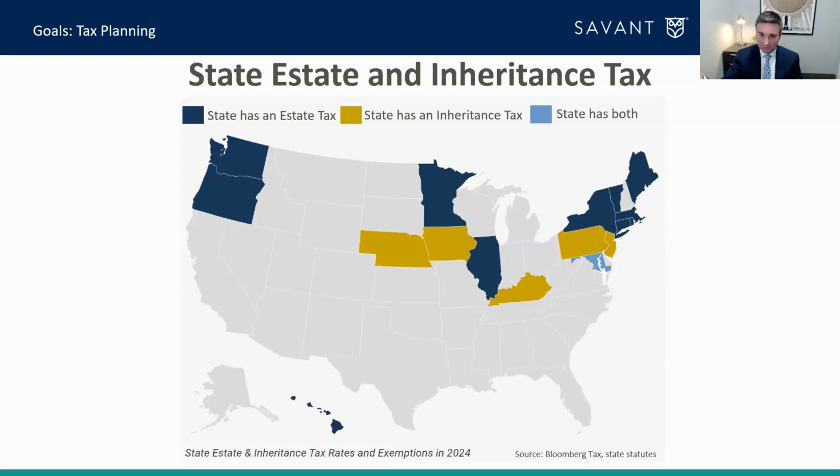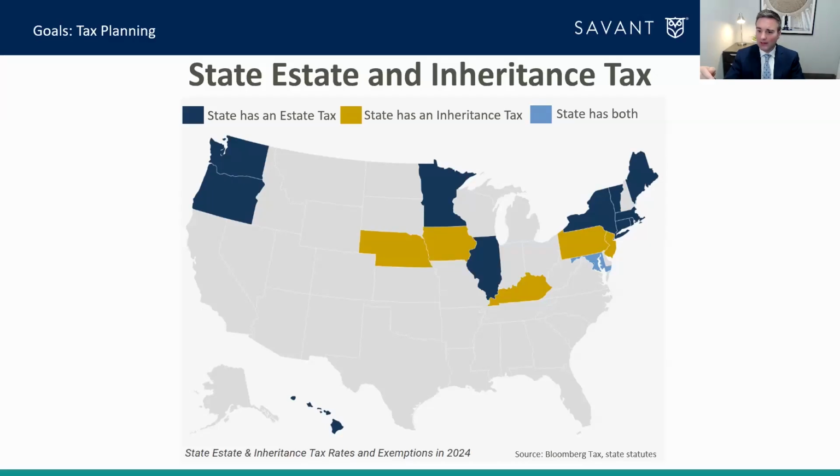So there's 12 states and the District of Columbia that have a state-based estate tax. I believe the only two states that have the portability feature at the state level are Maryland and Hawaii. I hope I'm getting that right. So again, you need to have a little bit extra potential planning provisions in your documents, depending on what state you live in. So for example, Illinois, which is where many of our Savant clients reside, has a $4 million per person estate tax exemption that's not indexed to inflation, and there's no portability.